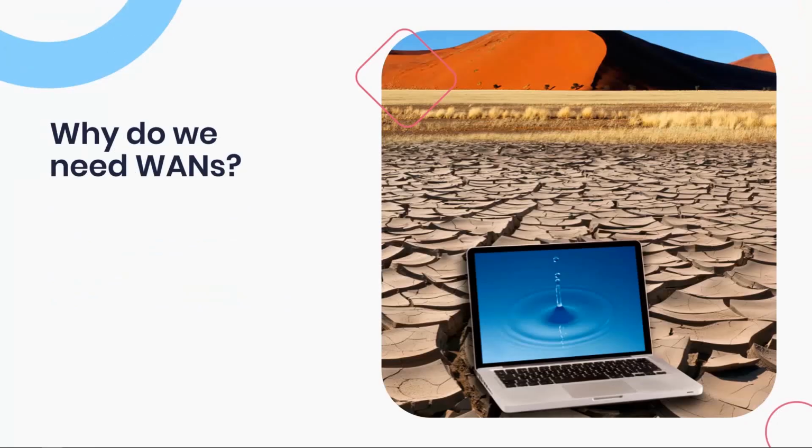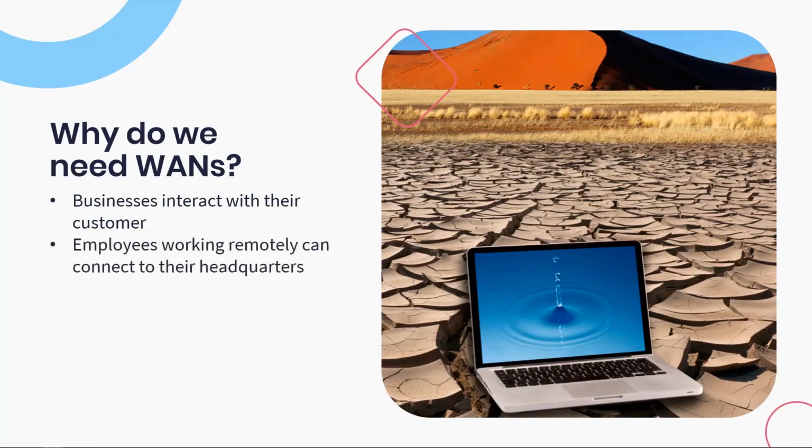Clearly, it's not feasible to connect all computers across different geographical regions of the world with physical cabling. That's why isolated LANs are created and interconnected with the WAN to save costs and increase the speed of transmission. With WAN optimization, businesses can interact with their customers. For example, Facebook can only be accessible through a WAN connection. An employee working remotely can connect to their headquarters.